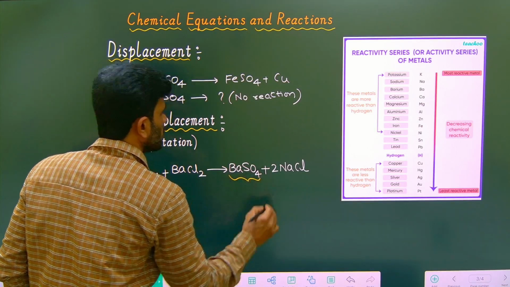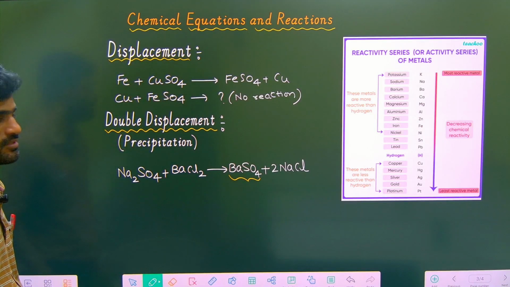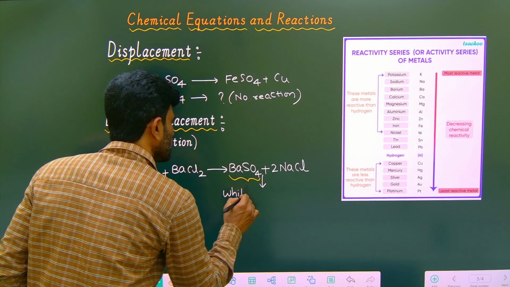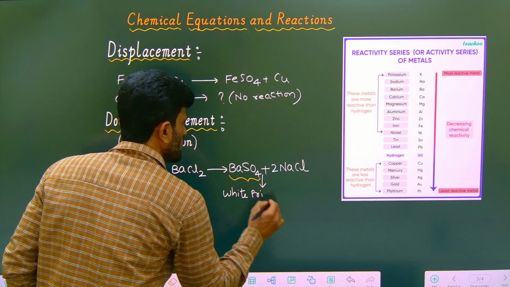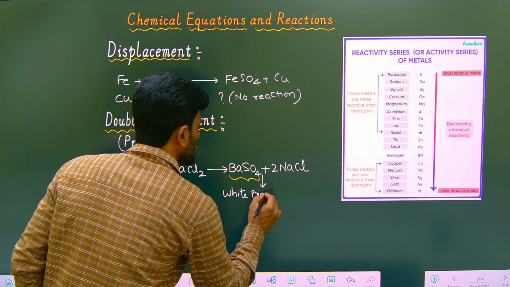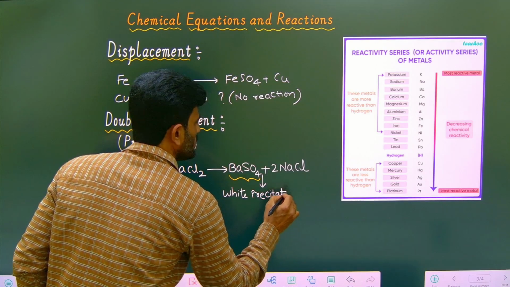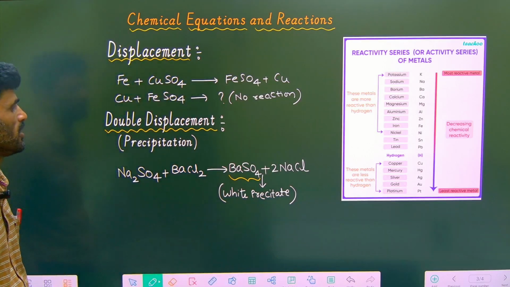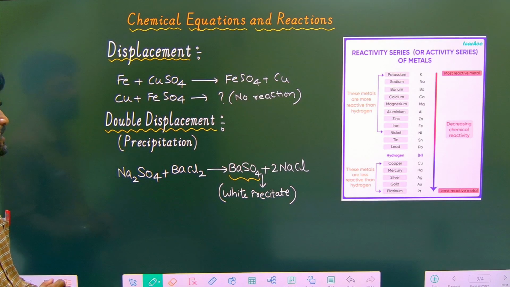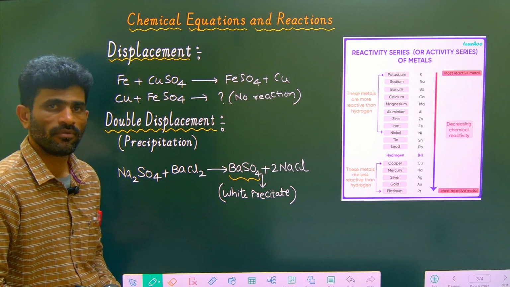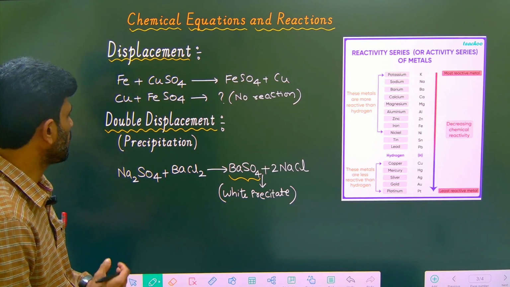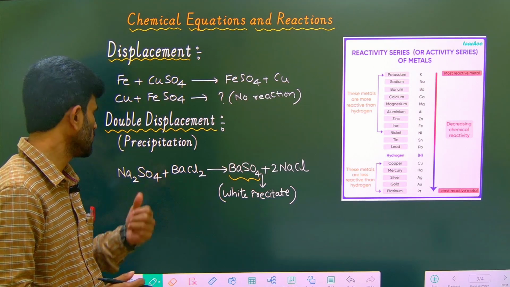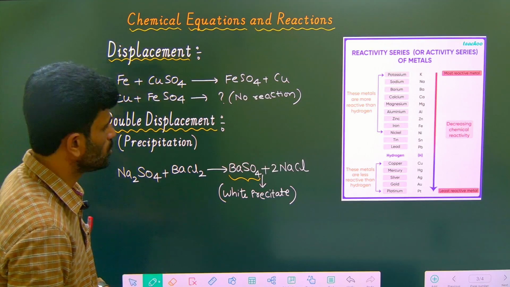Here this is an insoluble substance. So what do we call it? We call it a precipitate, and it is a white precipitate in this case. A white precipitate will be formed in this reaction. Generally, whenever there is mutual exchange of ions, a precipitate will be formed, and the reaction will also be called a precipitation reaction. Try to remember, whenever mutual exchange of ions takes place, precipitate will be formed. So double displacement reaction is also a precipitation reaction. Hope you all understood about this.